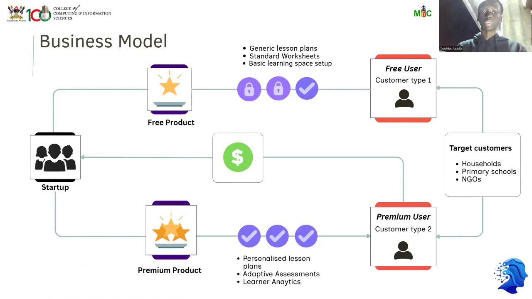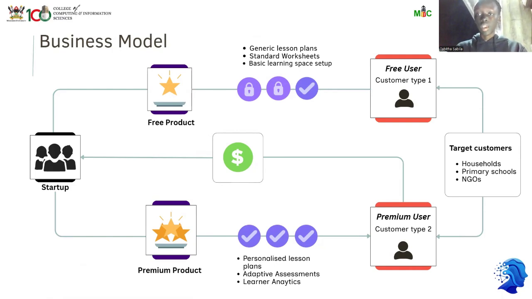For our business model, we decided to go with the freemium business model. This consists of a free tier and a premium tier. The premium tier is the tier that's paid for, while the free product is available to anyone who's able to access the application. The free product comes with generic lesson plans, standard worksheets, and basic learning space setups. The premium product comes with personalized lesson plans, adaptive assessments, and learner analytics, so that you'll be able to trace your learners' progress throughout the weeks and throughout the months.